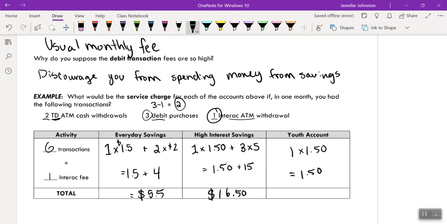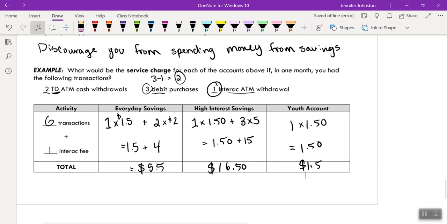And the reason is because both accounts are the same. You're not making additional money on a student account because it's free. You're not making any interest. However, in your other accounts, they make interest. All right, so here it's just $1.50. Great, so which one's the best one? It is our youth account, definitely.